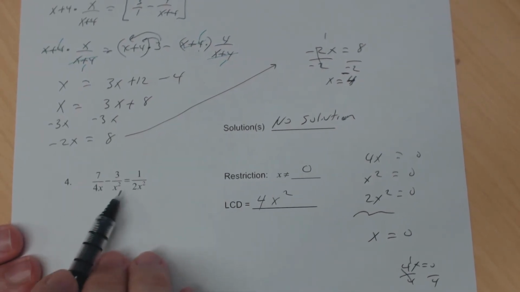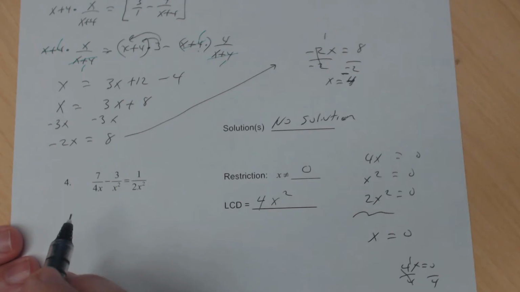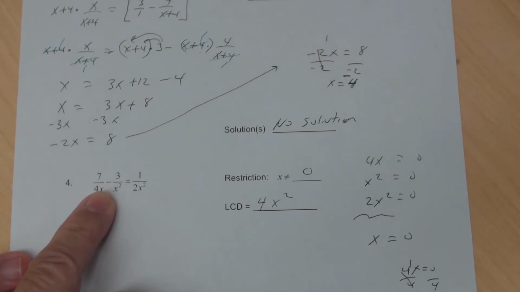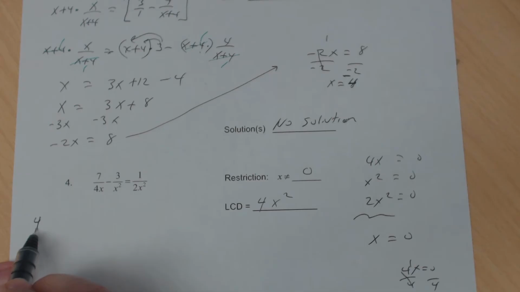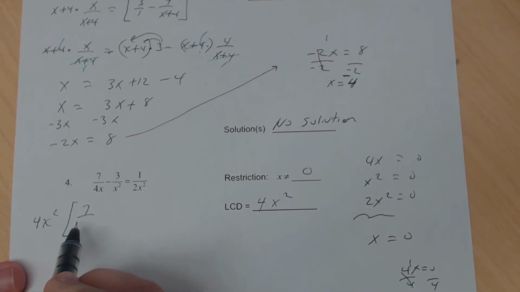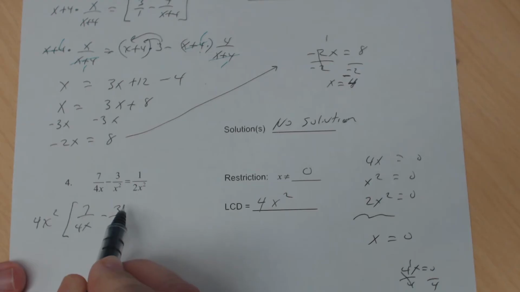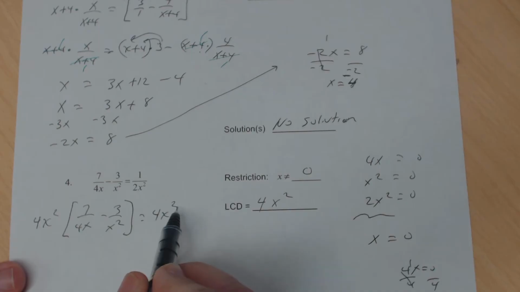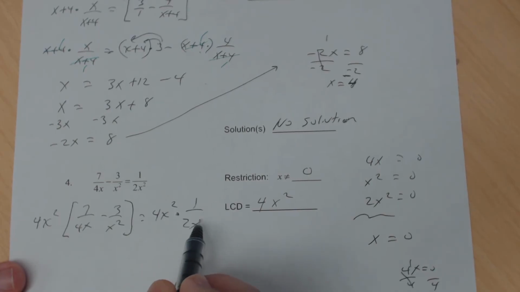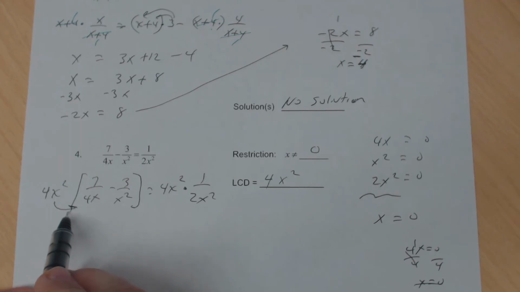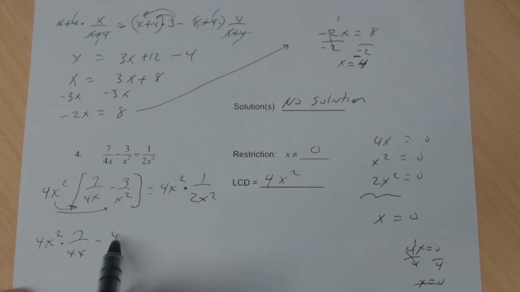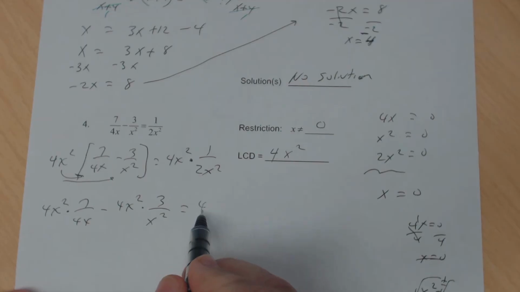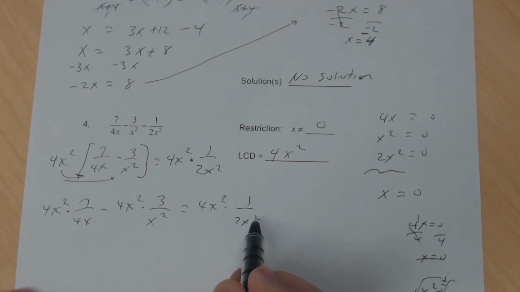Alright, so now I'm going to clear the fractions. So I'm going to multiply both sides by the LCD. This left side has 2 fractions in it, so I'm going to put that in parentheses. I'm going to say 4x squared times 7 divided by 4x minus 3 divided by x squared equal. And then that's just one fraction, so I'm not going to put parentheses. I'm just going to say 4x squared times 1 over 2x squared. Okay, now distributing here, I get 4x squared times 7 divided by 4x minus 4x squared times 3 divided by x squared equal 4x squared times 1 divided by 2x squared.